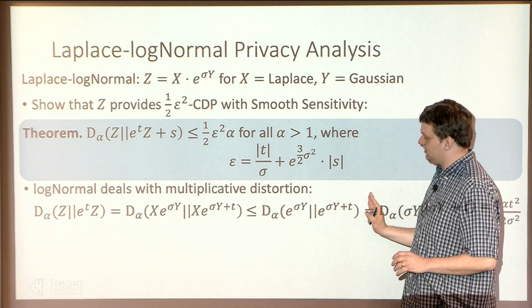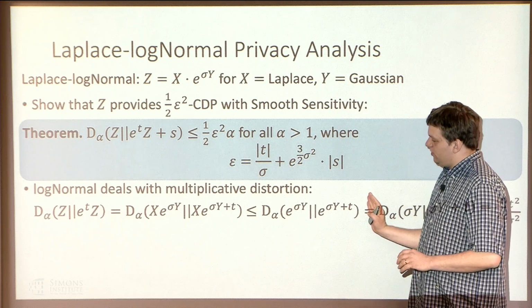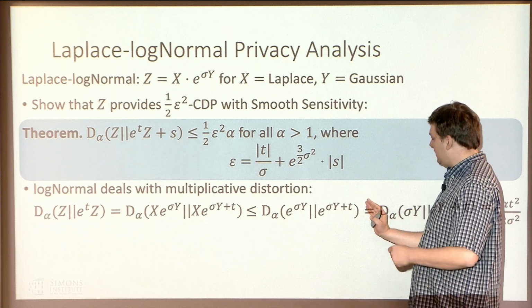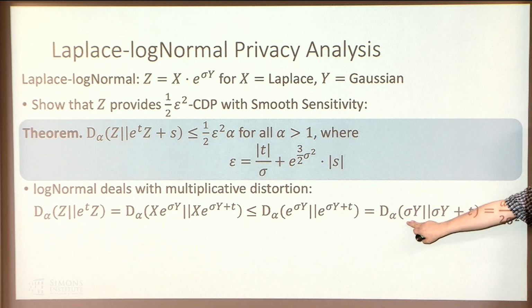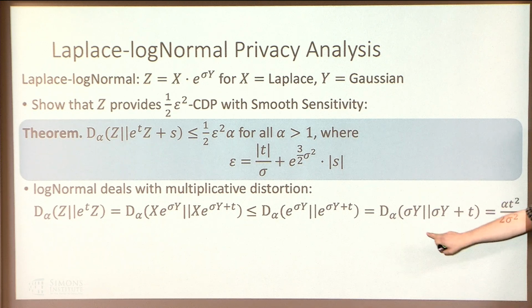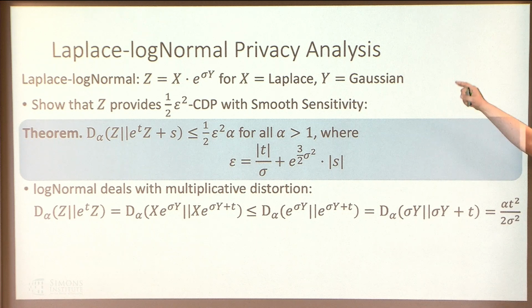So now we have this. And then I'm just going to use the data processing inequality, aka post-processing, to take logs. So now I'm comparing the Gaussian normal 0 sigma squared with normal t sigma squared. And that's something we all know and love. It's just this ratio here. So the idea is that by putting this Gaussian into the exponent, we're just adding Gaussian noise to the multiplicative distortion.